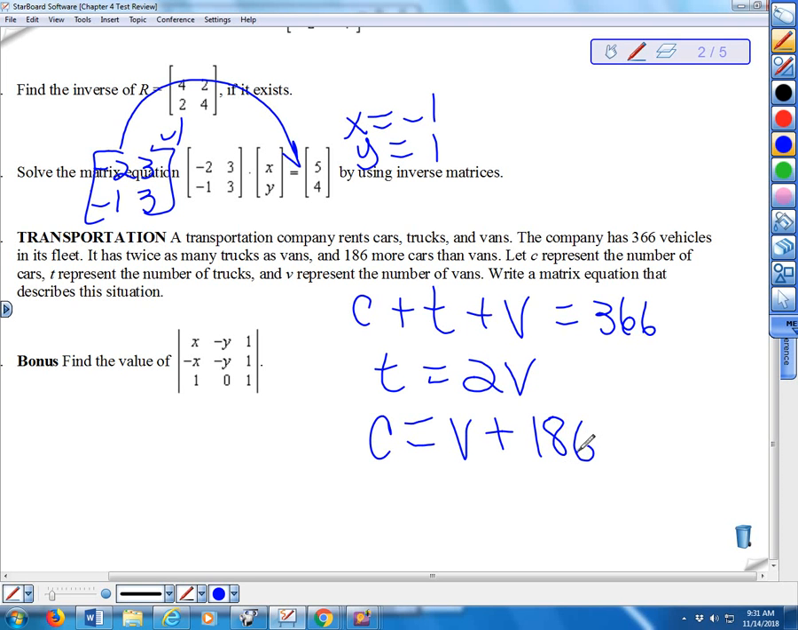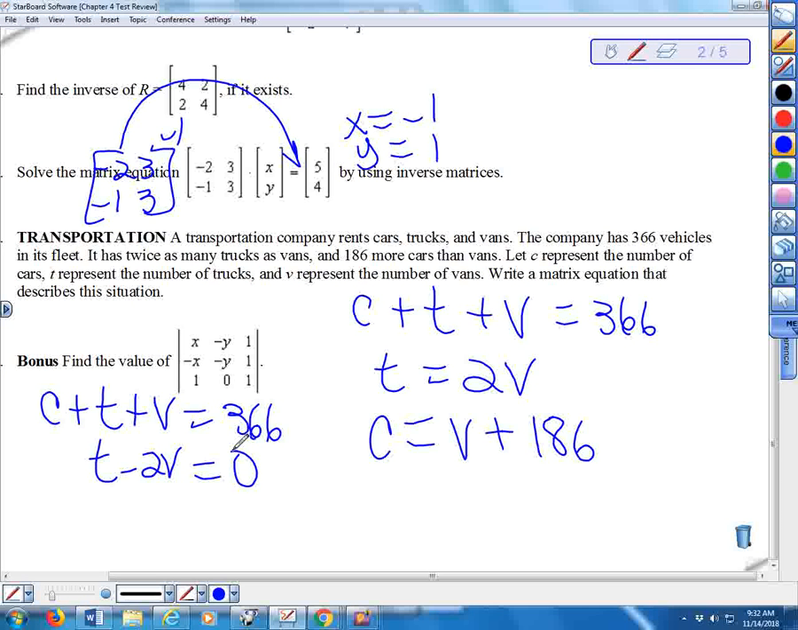Okay, so I have my 3 equations. Now what I need to do is get all the things with my variables on one side, everything with constants on the other. This one's already set for me. To do this one though, I've got to subtract 2v, right? Let's just write these again over here, because I want to keep my variables in the same order. So I'm going to subtract 2v, and I still have a t, and that's equal to 0 now, because I moved it over and I don't have a constant on the other side.